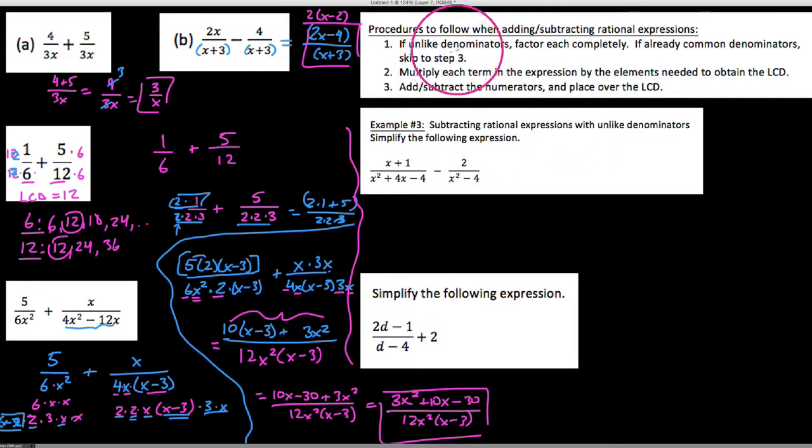Step number 1 is going to be this: if unlike denominators, factor each completely. This is so important. Factor everything completely, and then we'll find a common denominator. And if they already have common denominators, we're just going to skip straight down to add and subtract the numerators and place over the least common denominator.